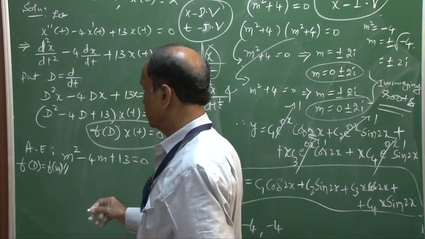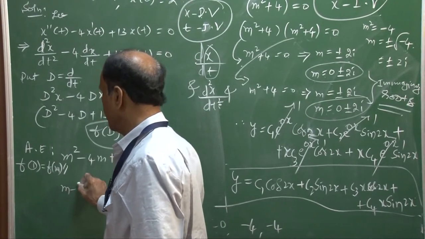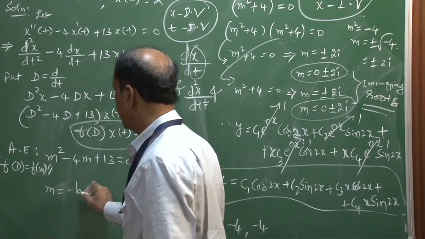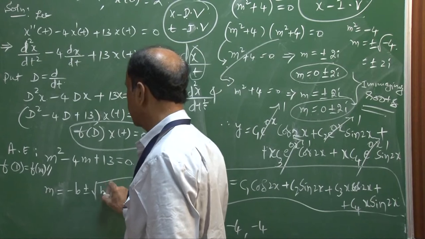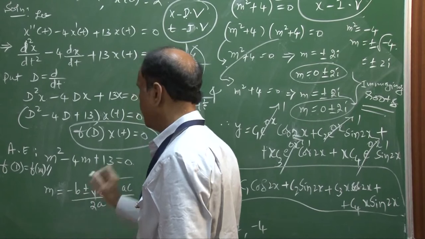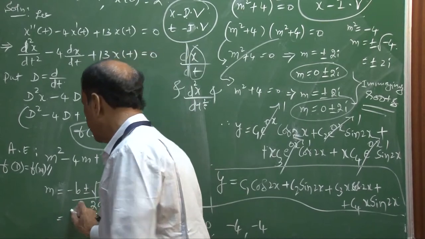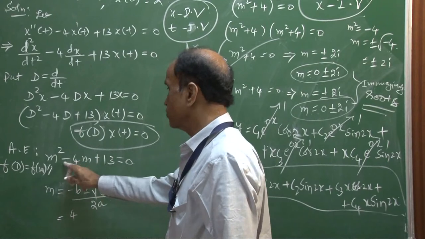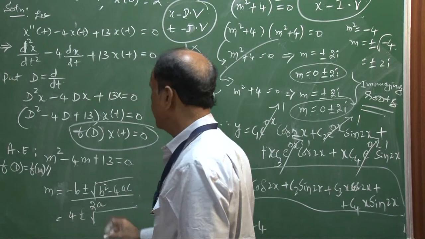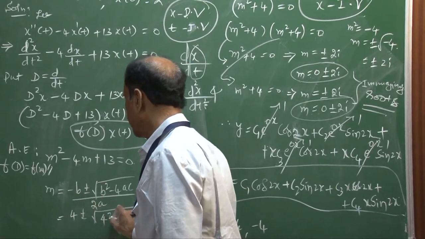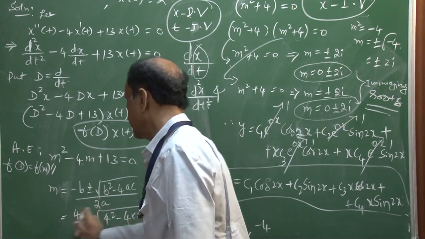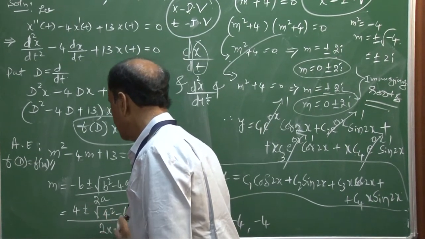Then what do you have to do? m is equal to minus b plus or minus root of b square minus 4ac, over 2a. Therefore, minus b is plus 4, because one more minus is there, plus or minus root of b square, that is 4 square, minus 4ac, that is 4 into 1 into 13. This is divided by 2 into 1.